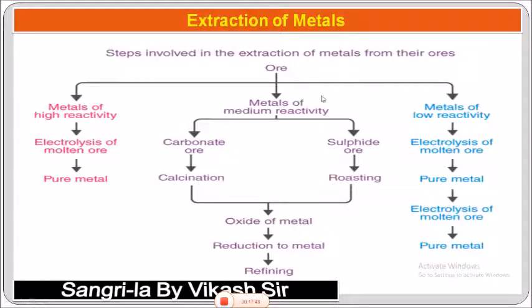Here we will discuss the steps. Okay, ores: you are seeing here the classification of ores, that is metals of high reactivity, metals of medium reactivity and metals of low reactivity. For metals of high reactivity, remember the process: electrolysis of molten ores and we get pure metal. Okay, in short we have to study this extraction of metals in class 10, so now we are studying just the concentration part.